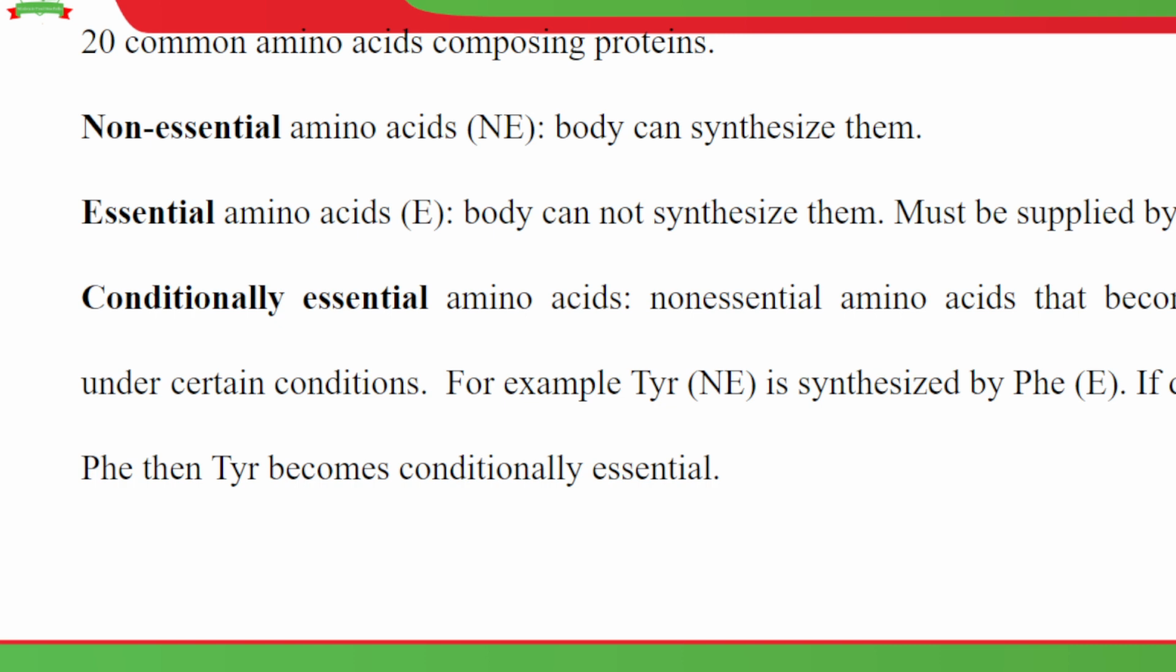With that, we also get to understand the other amino acids called the conditionally essential amino acids. What happens is that these amino acids become essential under certain conditions. For example, tyrosine is synthesized from phenylalanine, and if the diet is low in phenylalanine, then tyrosine becomes conditionally essential.